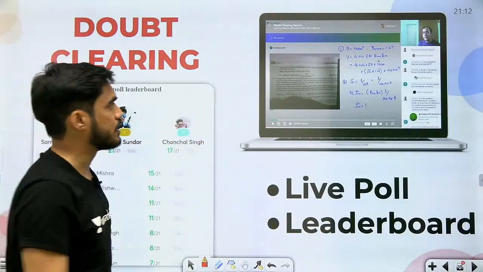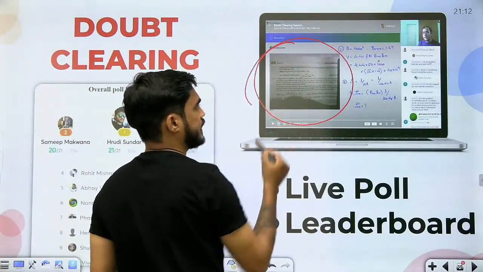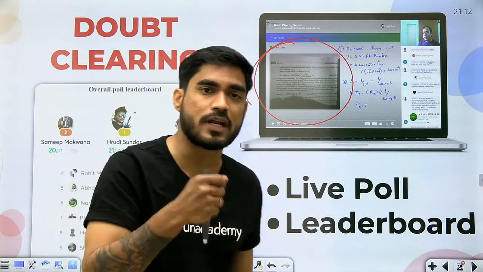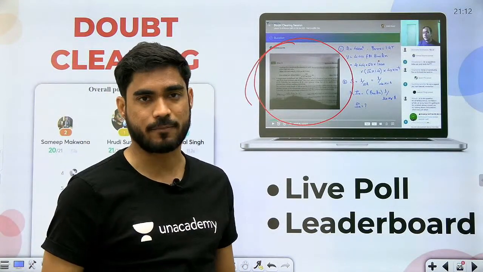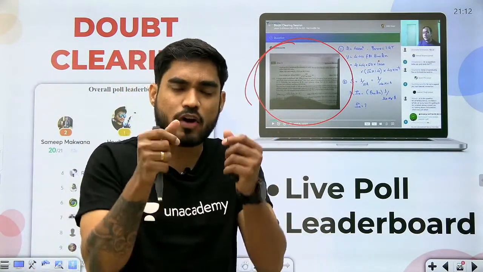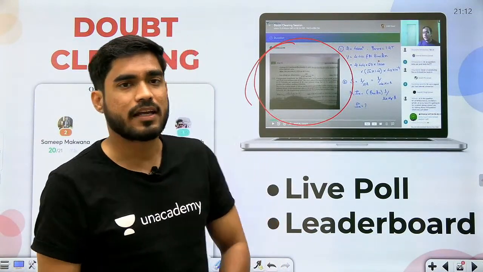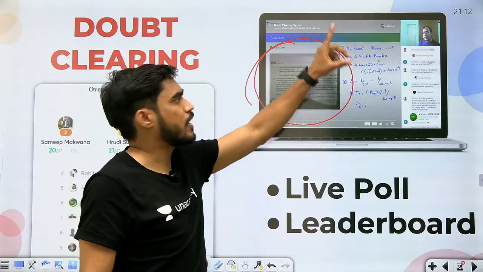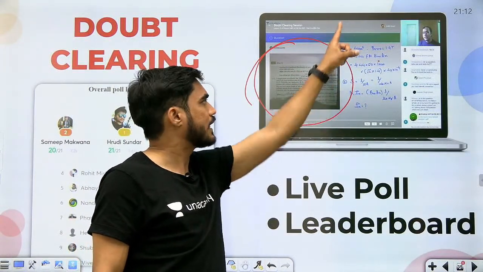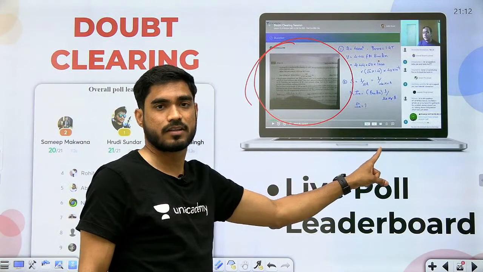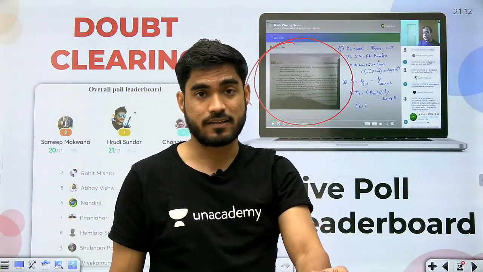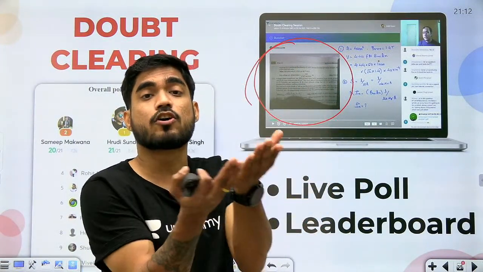Can you see this image? This is the image of a question which is sent by a student to his educator. So you can send whatever questions, whatever doubts you have in the picture form in this app. So your educator will see that question and he will answer your queries live in the class. So it is just like showing your notebook in the class.